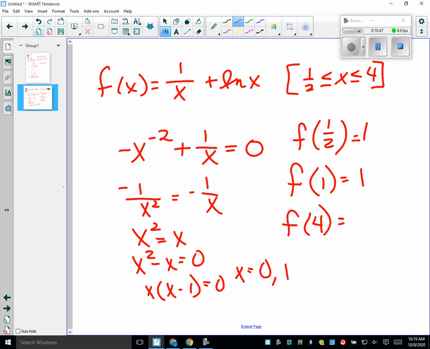Did you put in 1 over 1/2 plus ln 1/2? Mm-hmm. I should get that. I got one. Oh yeah, we did that. Should it be 1.307? Yeah. Okay, what is f of 4? 1.636. Are we in agreement this time? Okay.